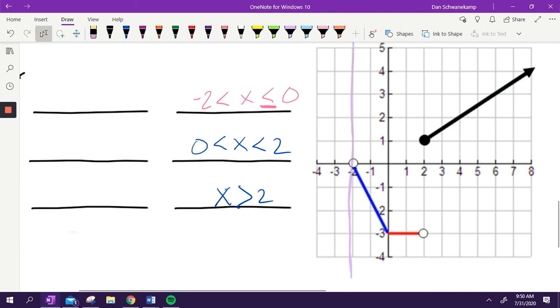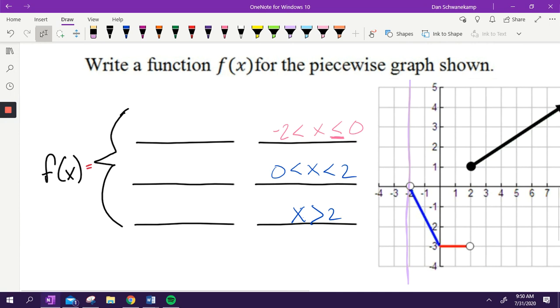Now I got to write some equations. So if I'm looking at this first one here, Aiden, what do you think on that blue line? What is my equation going to be? Negative 3 halves x minus 3. Good. Minus 3 is his y-intercept. His slope is going down 3 over 2, down 3 over 2. Boom, we got an equation of a line.